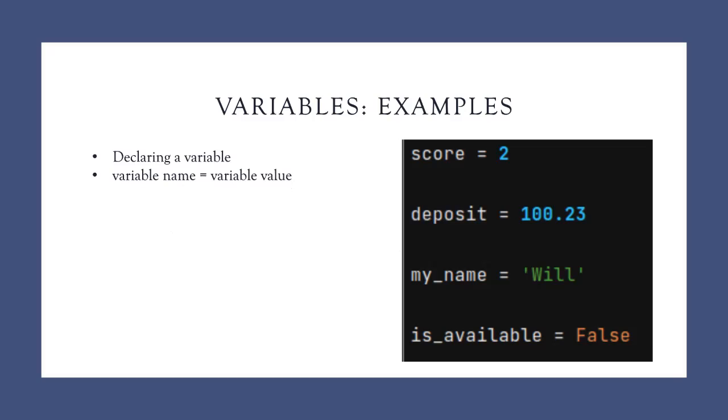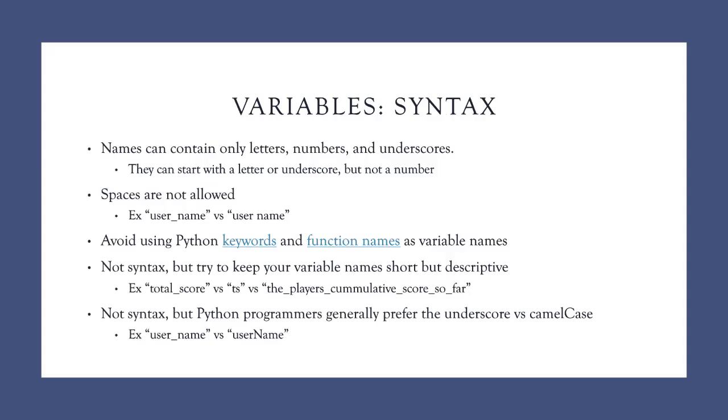Then we have my_name equals quote will. This is a string which contains text. is_available equals False. Now notice here, this doesn't have any quotes around it, right? And that's because this is a Boolean, meaning it has to be either True, capital T True, or capital F False. That is a specific data type in Python, which is why it does not need the quotes around it. But we'll get more into the strings later.